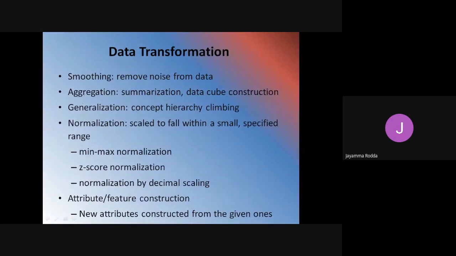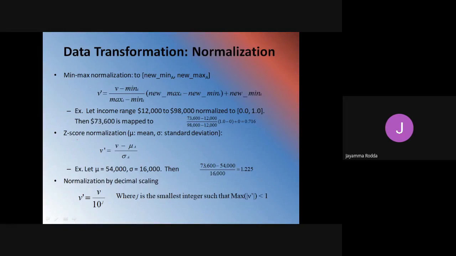Usually, aggregation we know, data cube construction, smoothing we know, generalization is already known. Normalization is the new concept for us. In this normalization, the min-max normalization is carried out like this. Okay, so here what happens? Here the value for the income range is taken between $12,000 to $98,000, and they are normalized to the value 0.0 to 1.0. Generally, this is the normalized value we will use throughout.